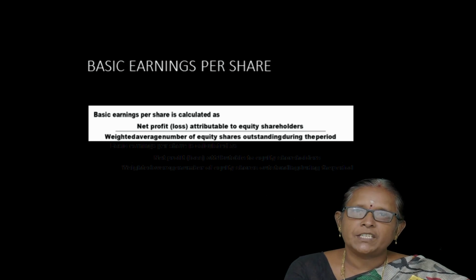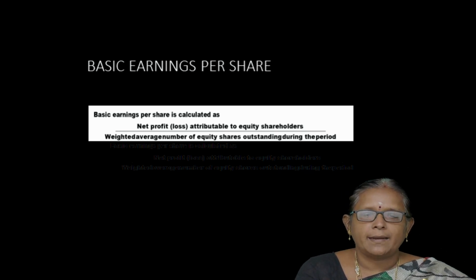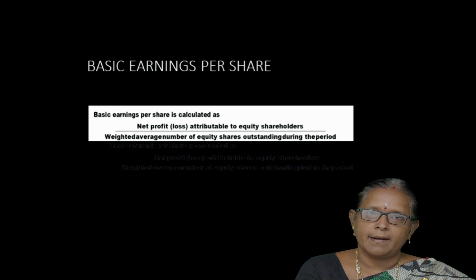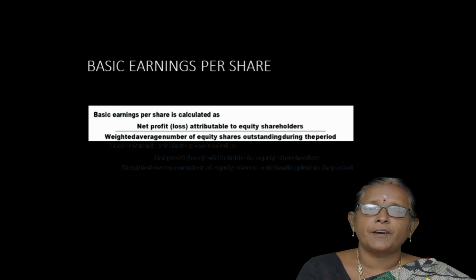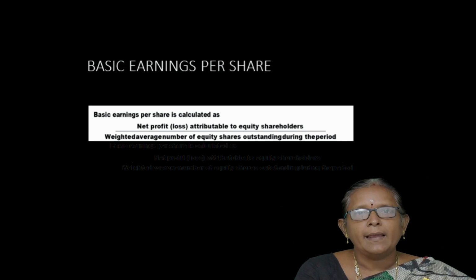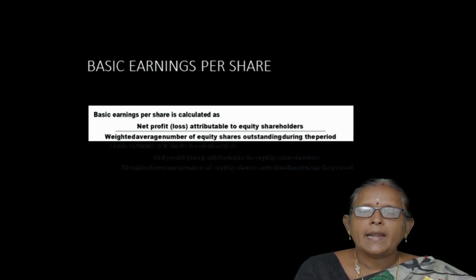Then there are some definitions, but due to time constraint, I cannot explain those definitions. So let us directly go to the determination of earnings per share. Earnings per share is divided into two: basic earnings per share and diluted earnings per share. First let us see basic earnings per share. The formula for basic earnings per share is net profit attributable to equity shareholders divided by weighted average number of shares. Let us see the numerator, net profit or loss attributable to equity shareholders.